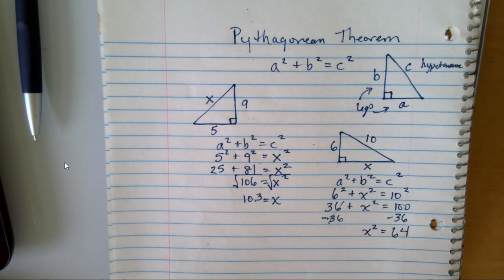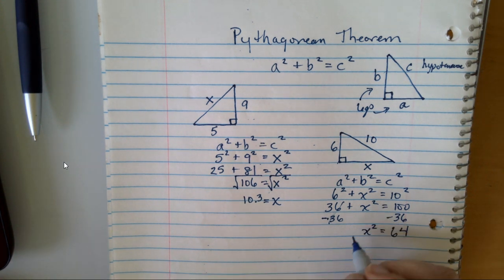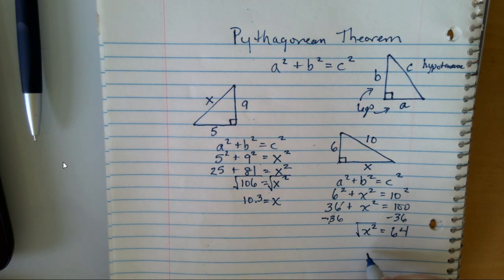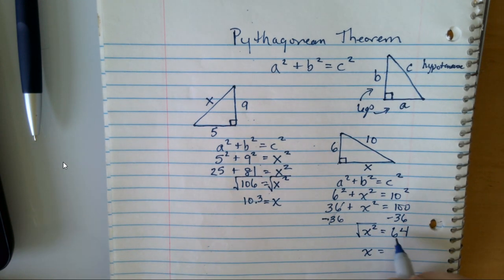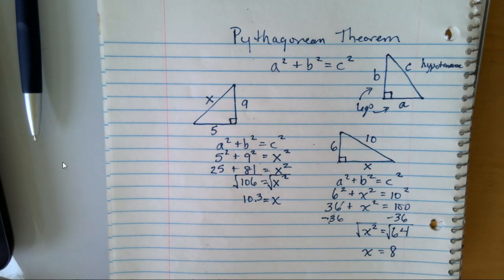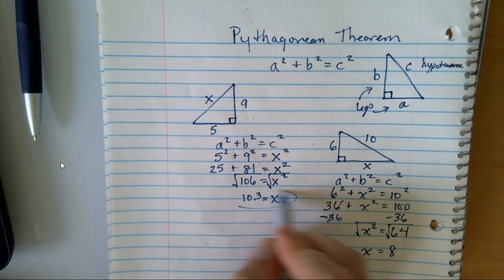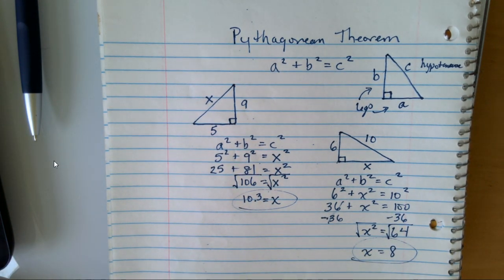And again, I want to know what x is. So I square root to get this back to x. And if I square root the left, I have to square root the right. The square root of 64 is 8. And now we know that x is 8. And those are the two basic parts of the Pythagorean theorem.